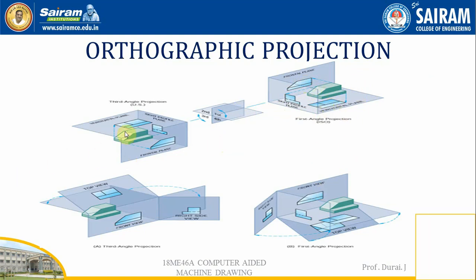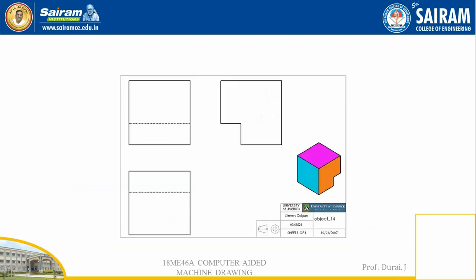Coming to the third quadrant drawings, the front view comes below and the top view goes up. Usually experts use the third angle projection. So for beginners and learners, we are going to discuss only the first angle projection. Then we can go and see some examples of orthographic drawings.